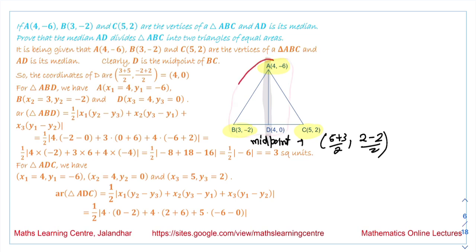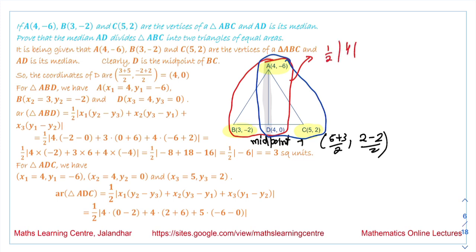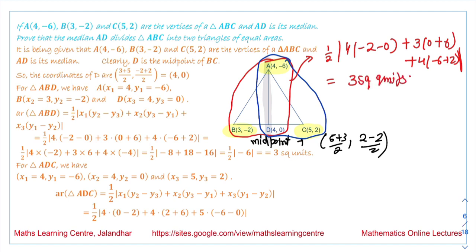So first we are calculating the area of this triangle. Next we are calculating the area of this triangle. And we will see that in both the cases, the final answer that we are obtaining is the same. So in the first case, when we apply the formula, it is 1 by 2, 4 into minus 2 minus 0, plus 3 into 0 plus 6, plus 4 into minus 6 plus 2. On solving this equation, you will get that the total area is 3 square units.